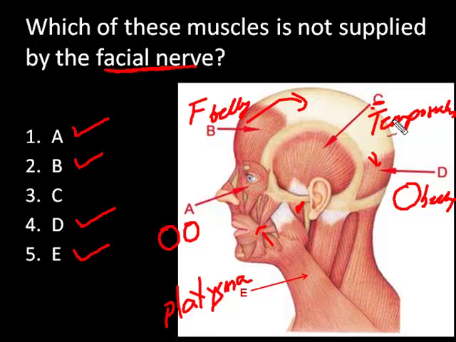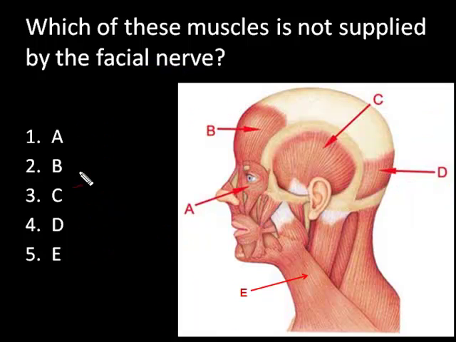So this is a muscle of mastication and is supplied by the mandibular branch of the trigeminal nerve, which is the fifth cranial nerve. So the answer to this question is C, because this is the only muscle in this picture which is not supplied by the facial nerve.